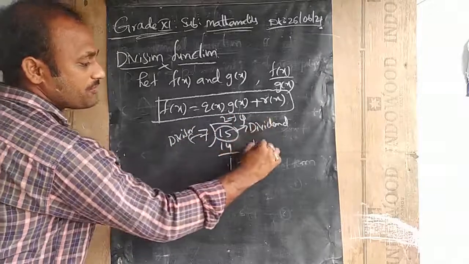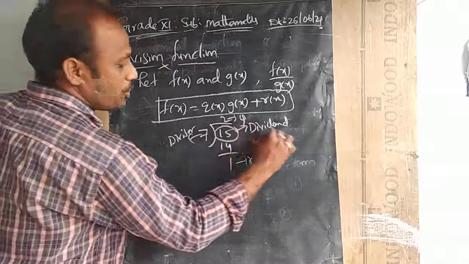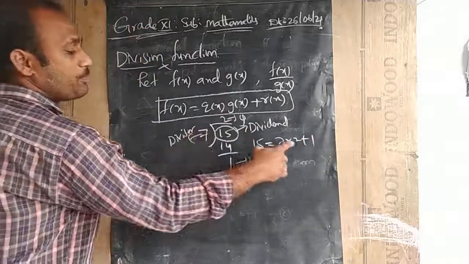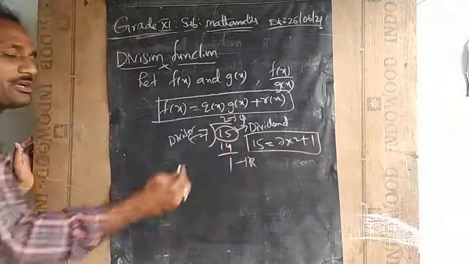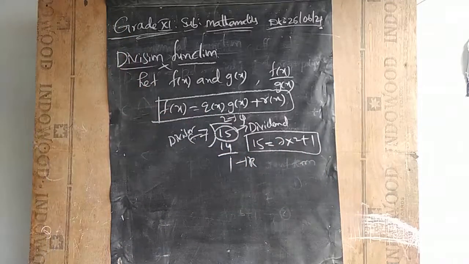So dividend 15 can be written as divisor into quotient plus remainder. So 7 into 2 plus 1. 7 twos are 14, 14 plus 1 is 15. This rule we are just writing in terms of functions. Which function here? Division function.